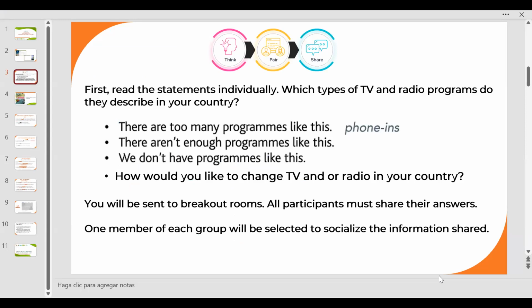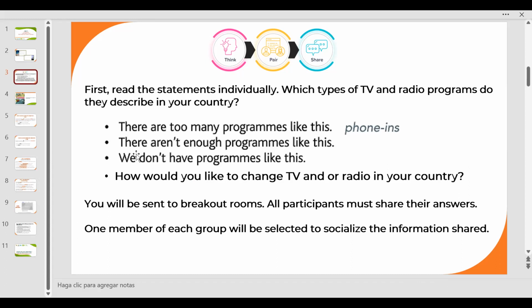The first part is going to be individually. I'm going to read the instruction for you. It says first, read the statements individually. Which types of TV and radio programs do they describe in your country? For example, there are too many programs like this. For example, we have phone-ins. That means that people call, you know, that is the idea in this case. Maybe phone-ins are more common in terms of radio programs. So in this first statement, the idea, guys, is you think of programs that are way too repeated. That would be the main intention. Remember, we'll be talking about TV or talking about radio.